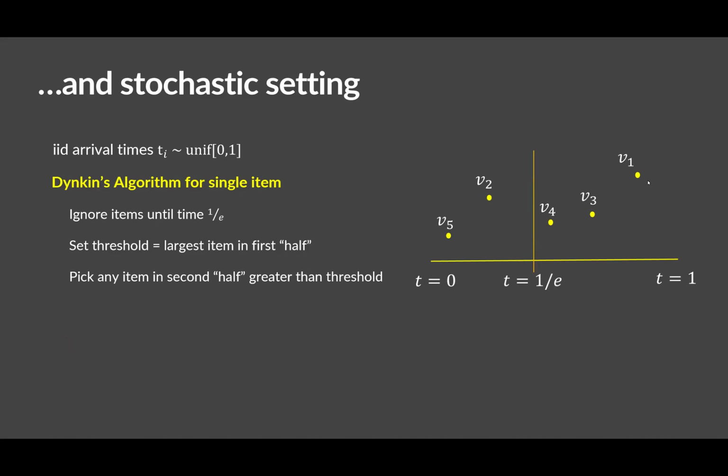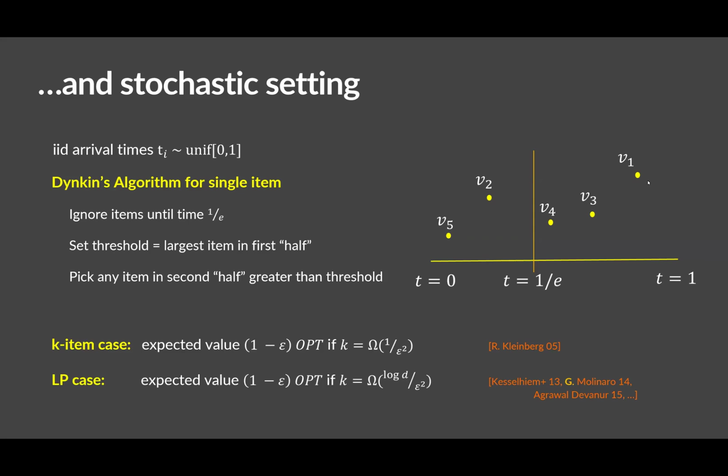Okay, good. For the k item case, you get many more tries, so you can do much better. So if k is large, you can get close to 1 minus epsilon. And this is tight as well. Bobby Kleinberg had this nice paper in 2005. And then you can extend it to LPs. It's almost the same kind of trade-off. It's just that log d comes in. The dependence on the dimension is logarithmic. And there are some nice papers, starting with the work of Thomas Kesselheim, and actually even earlier, Devanur and Hayes, and many others. I'm just giving some references. Anyway, the stochastic model works very well.